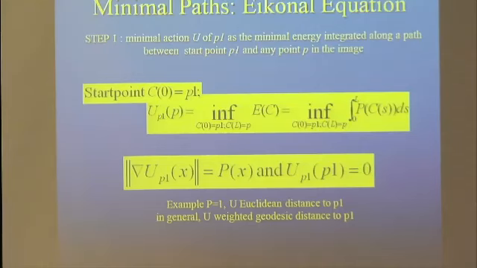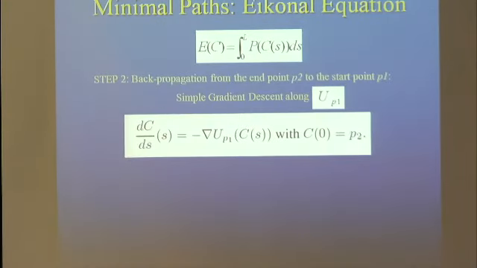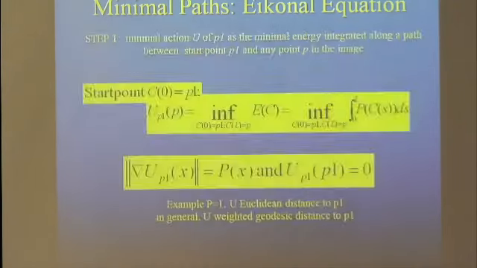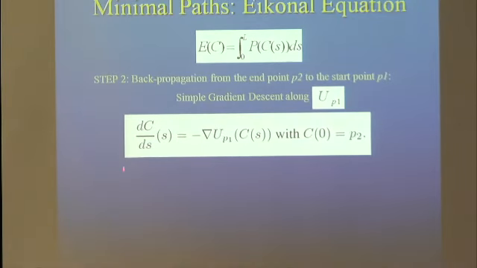And the classical example, in the case P equals 1, you find the Euclidean distance, the equation norm of gradient u equals 1. So once you have solved the eikonal equation, you make this gradient descent, which can be seen as solving an ordinary differential equation, dC over ds equals minus gradient u, starting at P2, and you'll converge to P1.